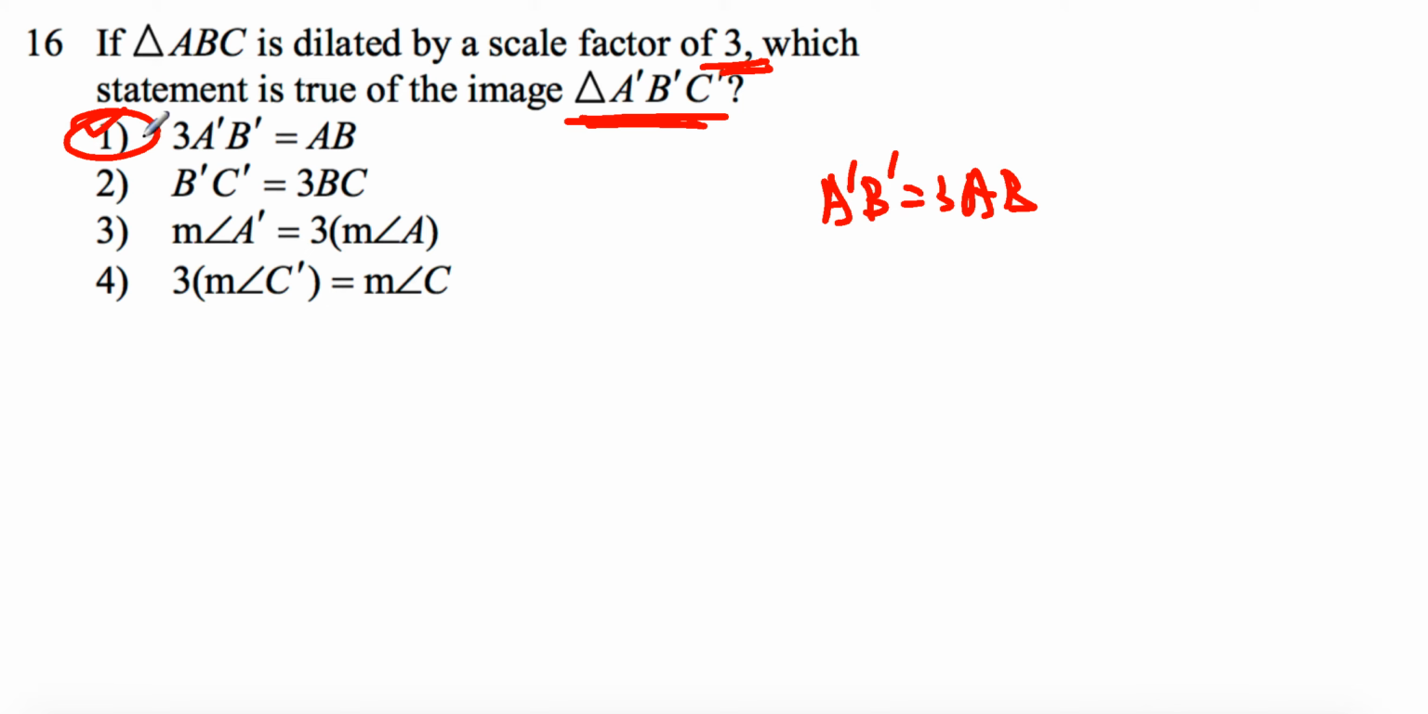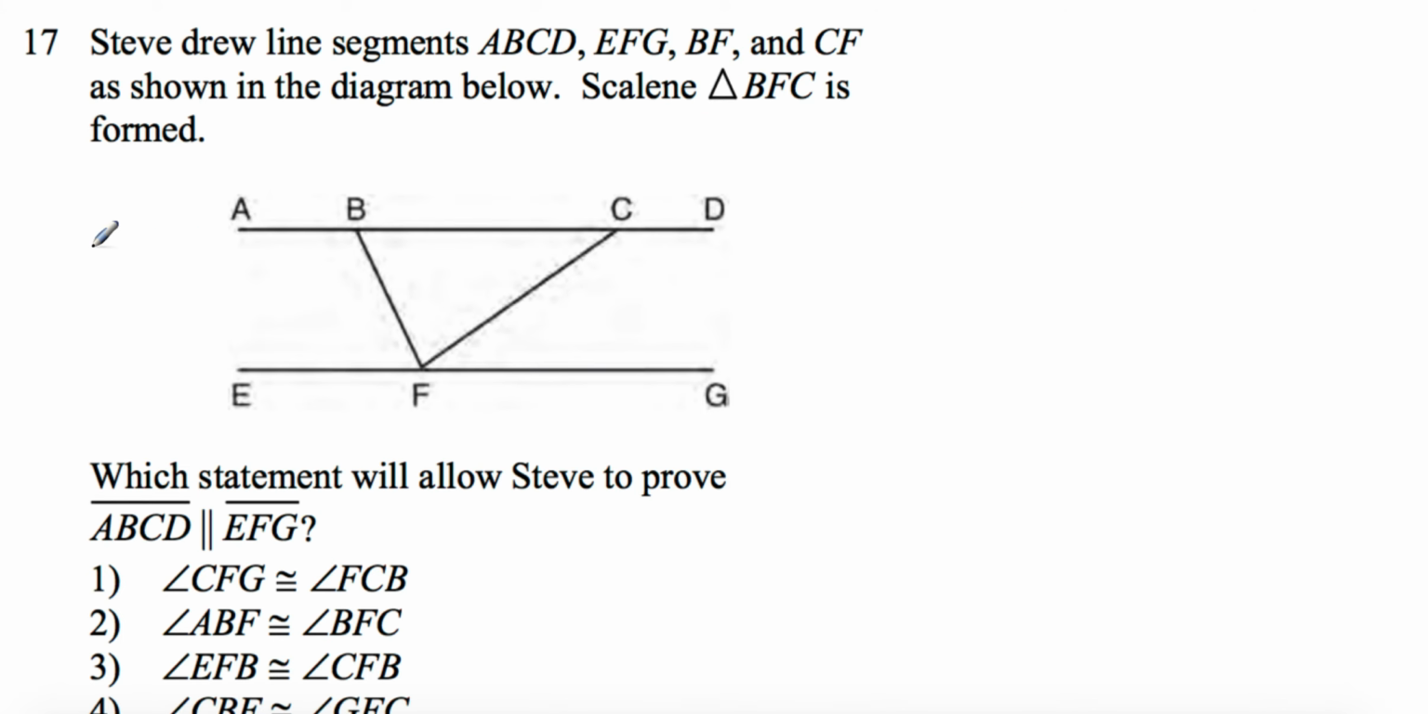Oh, actually, my bad, they're looking for what is true. The first one is not true because it has to be the other way around. That makes number 2 true. How about number 3? Angles don't change in dilation one way or the other. So the second one would have been our answer. Number 17.